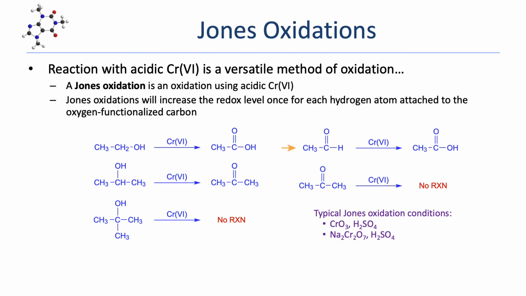In this example, we see an aldehyde undergoing Jones oxidation to give a carboxylic acid. The functionalized aldehyde carbon in the reactant has one hydrogen attached, so it will be oxidized once, from the second redox level to the third redox level.